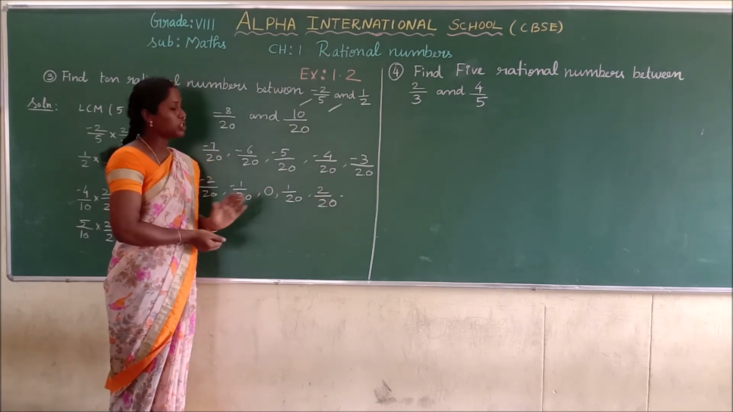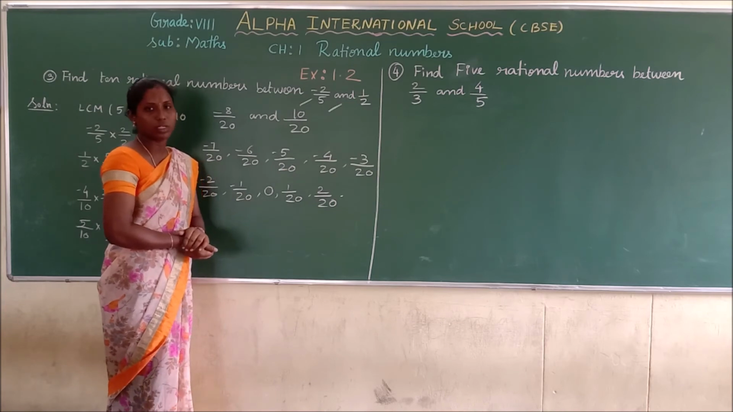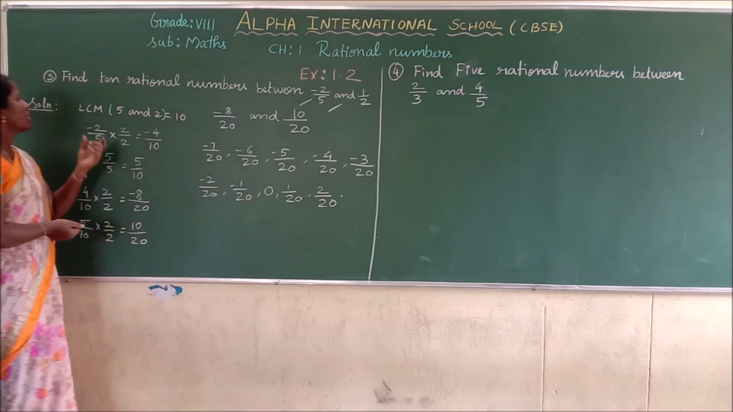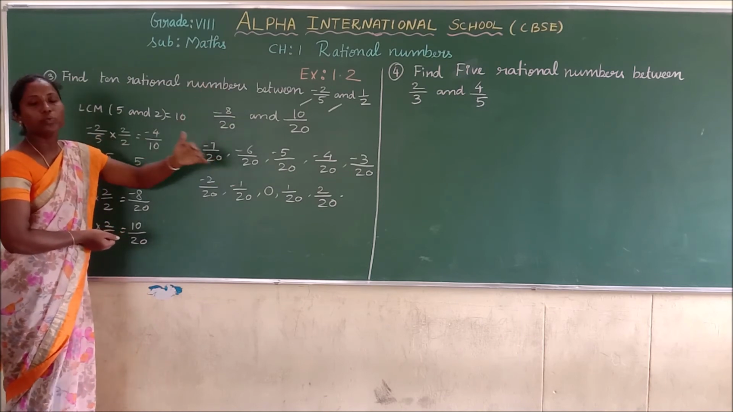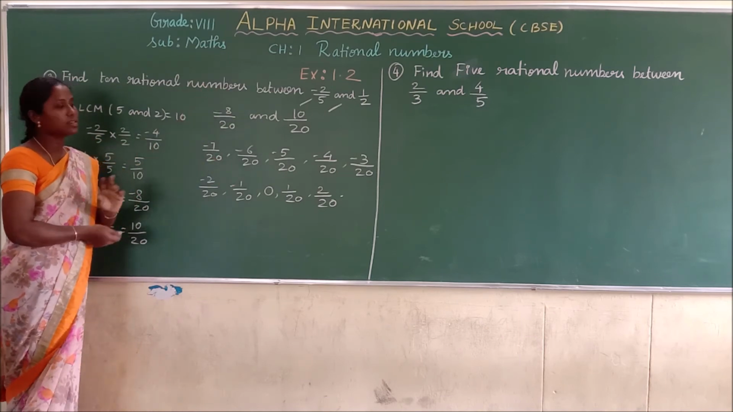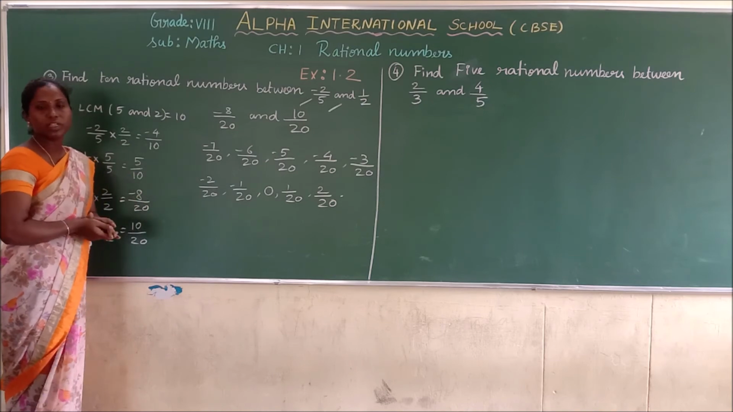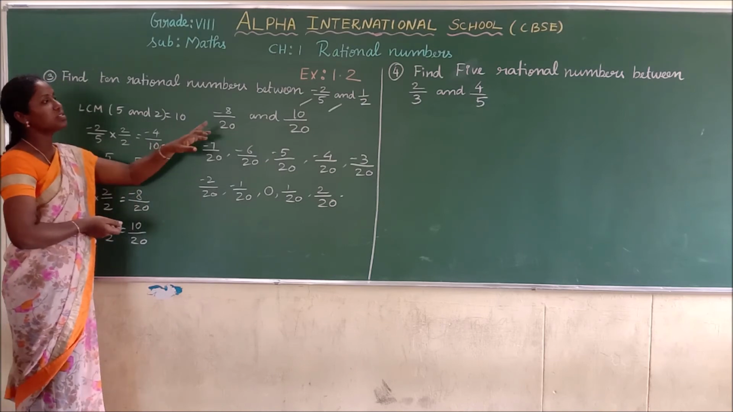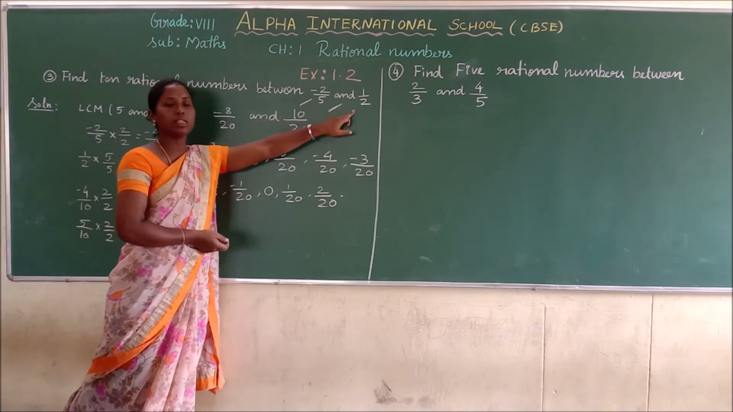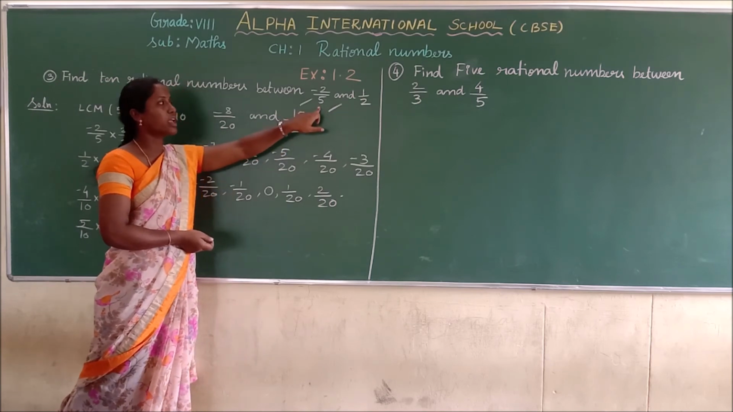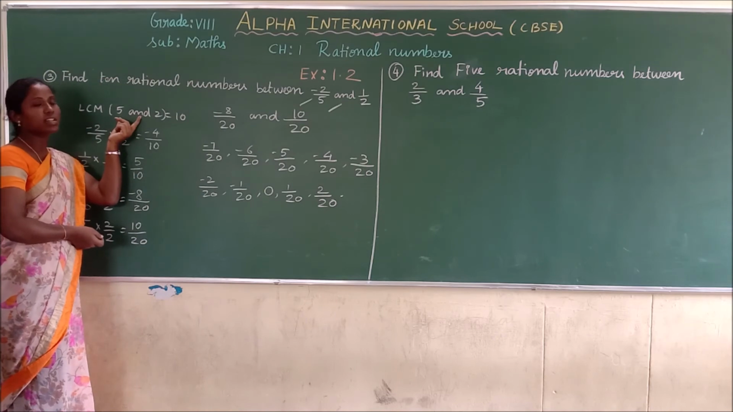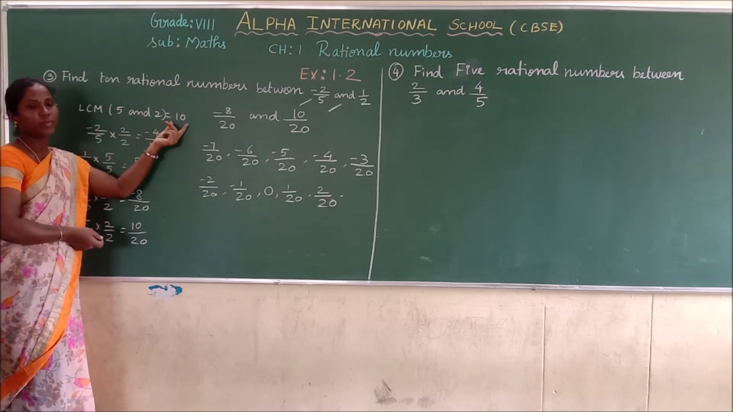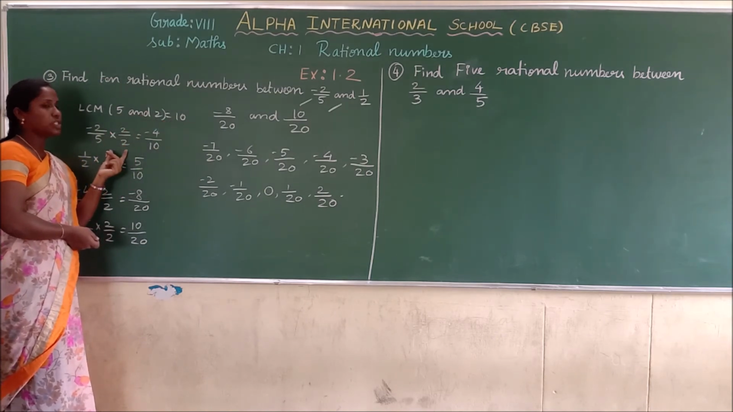According to the given question, you have to identify the required number of rational numbers. So listen children, find 10 rational numbers between minus 2 by 5 and 1 by 2. We are using the second method because we have to find 10 rational numbers between the given rational numbers. So first look at the denominators, we are going to equalize them. Here the denominators are 5 and 2. So we are taking the LCM of 5 and 2. What is the LCM of 5 and 2? It is 10.